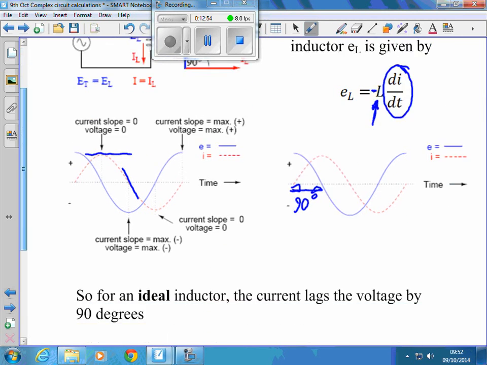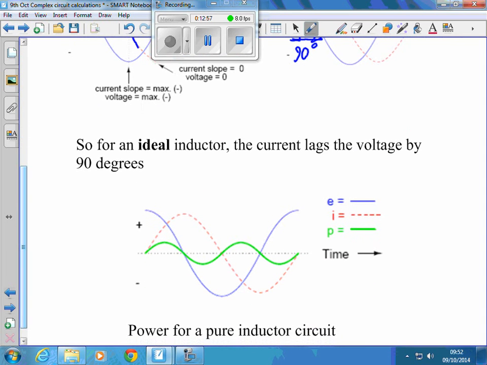So that's what's happening. So for an ideal inductor, the current lags the voltage by 90 degrees. Equally, we could say the voltage leads the current by 90 degrees.